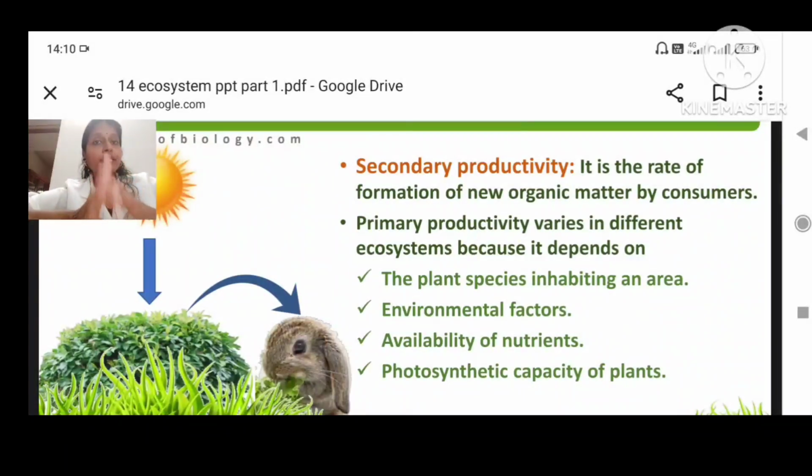So primary productivity is of plants, secondary productivity is of consumers, animals. Primary productivity is of two types, gross and net, and what consumers are making, we call secondary productivity. Clear? So with this, productivity is done.